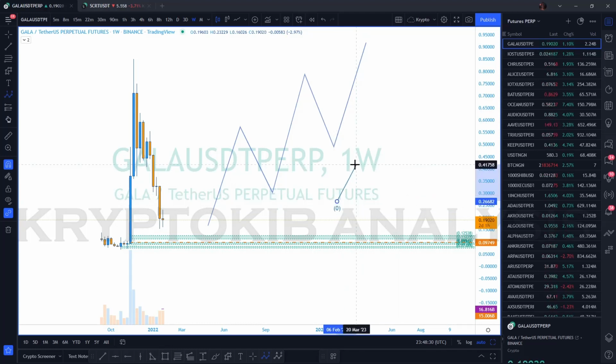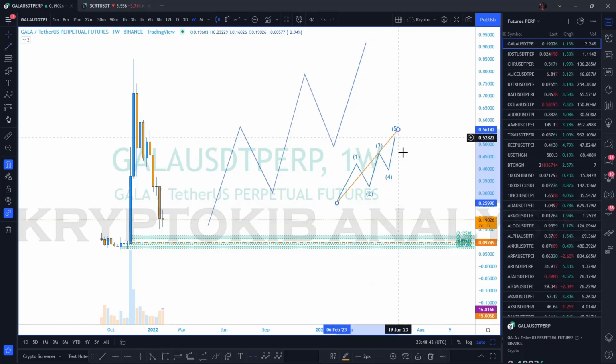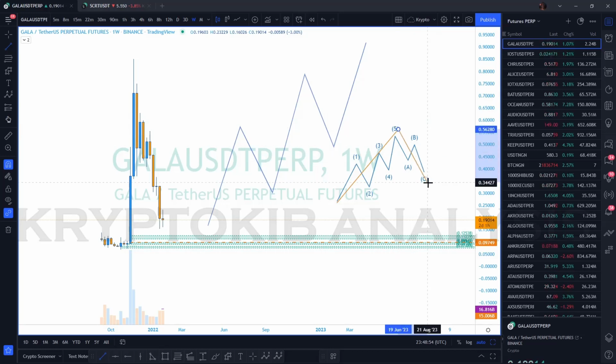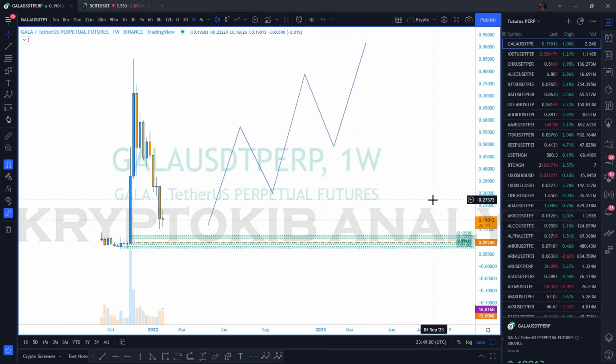So when you have 1, 2, 3, 4, 5, this is an impulse, right? With the corrections. Then this whole move becomes just one wave. It becomes just one wave of 1. Then you have A, B, C, and then this becomes the correction. Then you have another impulse. Now, let me show you on the market structure.